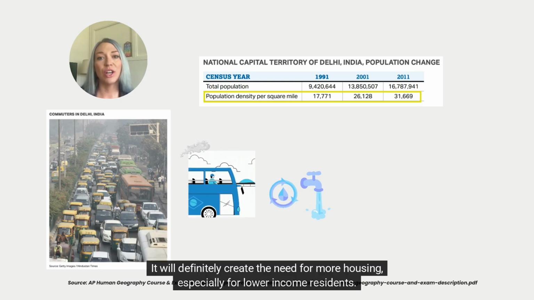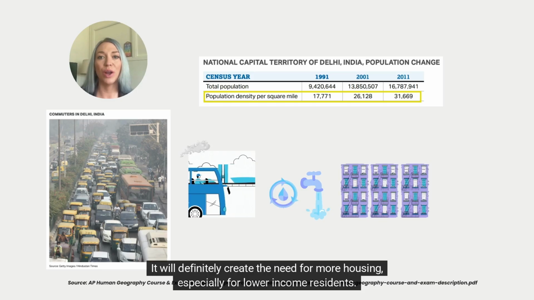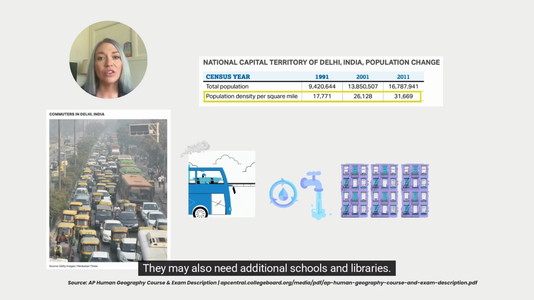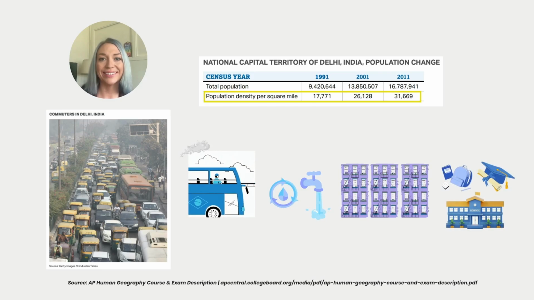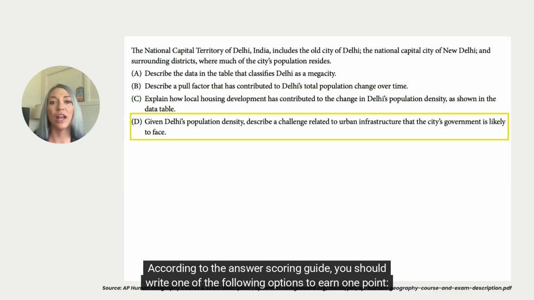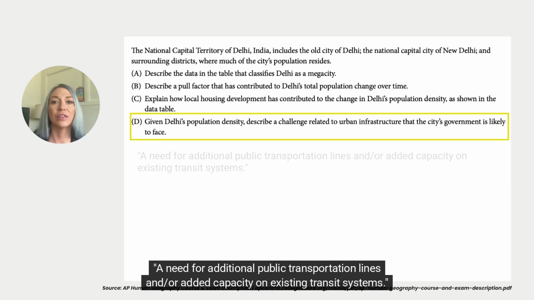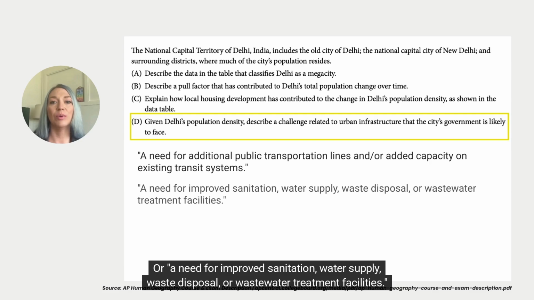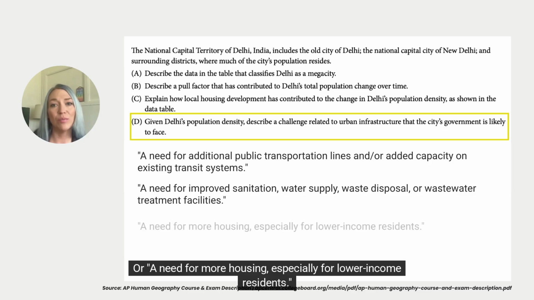It will definitely create the need for more housing, especially for lower income residents. They may also need additional schools and libraries. According to the answer scoring guide, you should write one of the following options to earn 1 point. A need for additional public transportation lines and/or added capacity on existing transit systems. Or a need for improved sanitation, water supply, waste disposal, or wastewater treatment facilities. Or a need for more housing, especially for lower income residents.